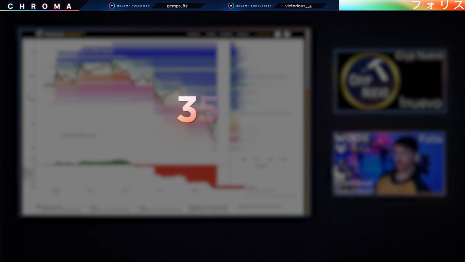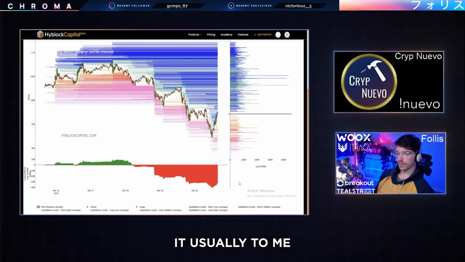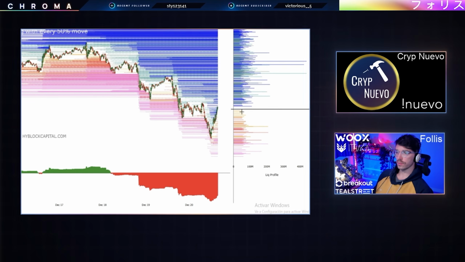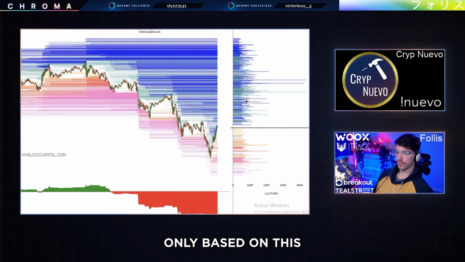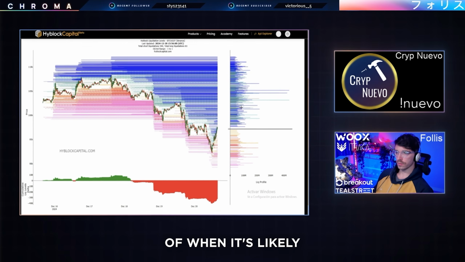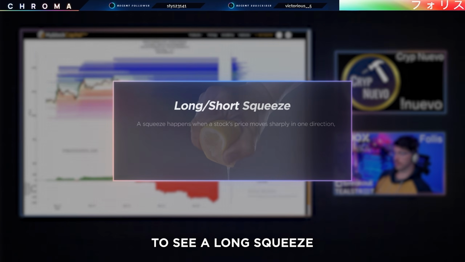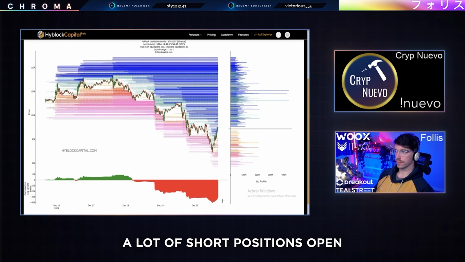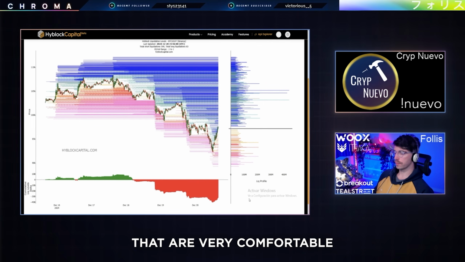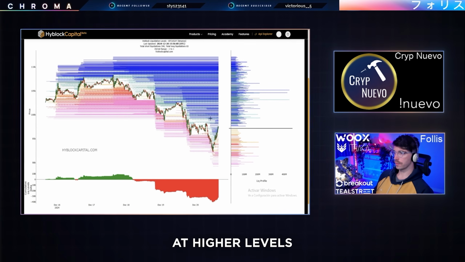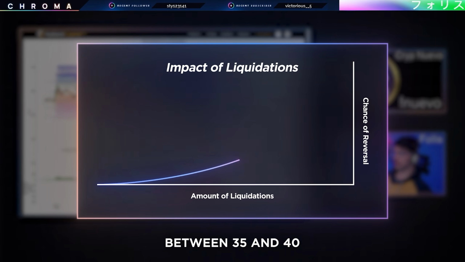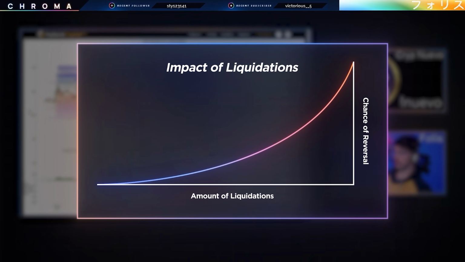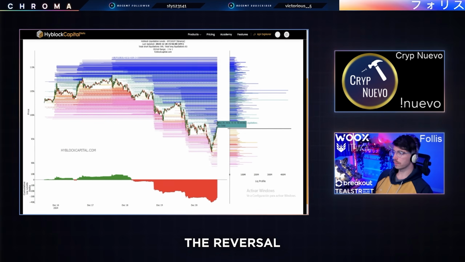Usually when they are around 35 and 40 billion, it usually signals a reversal to me. We can see that here at the bottom, it was 40 billion and then price reversed. So again, you cannot trade only based on this, but I use it as a good confluence of when it's likely to see a long squeeze or a short squeeze. In this case, it's a short squeeze because there are a lot of short positions open that are very comfortable with the liquidations at higher levels. I would say that between 35 and 40, that's usually the level where it's very likely that it happens. So yeah, at 40 billion it happened, the reversal, short liquidations.